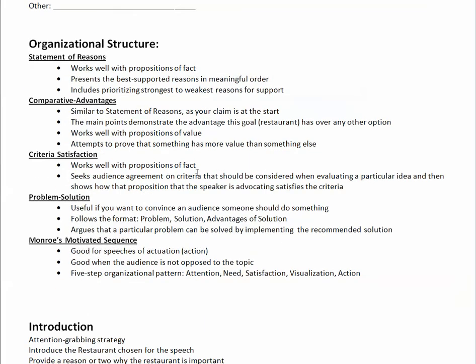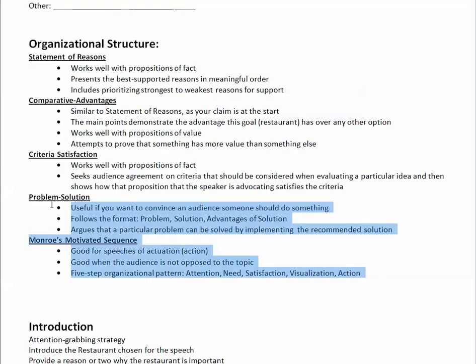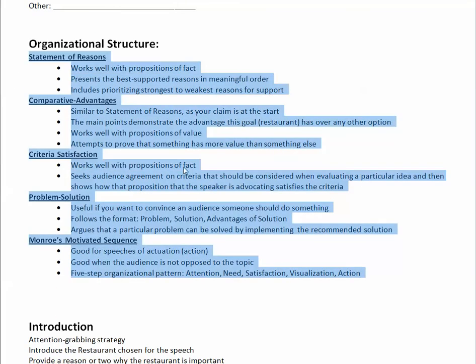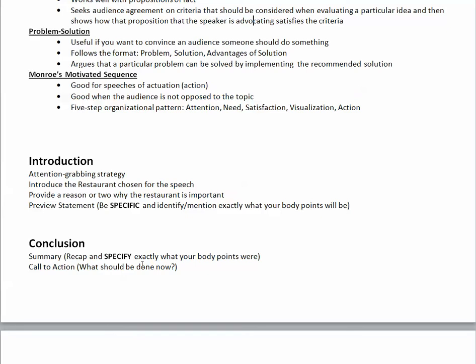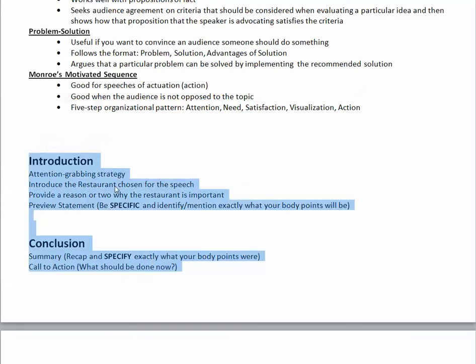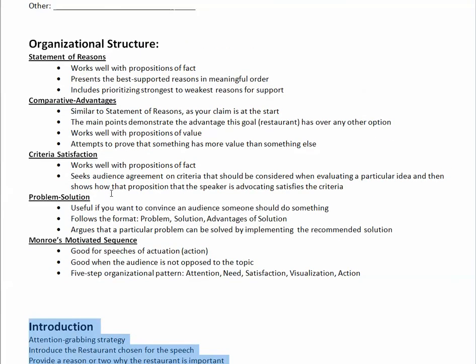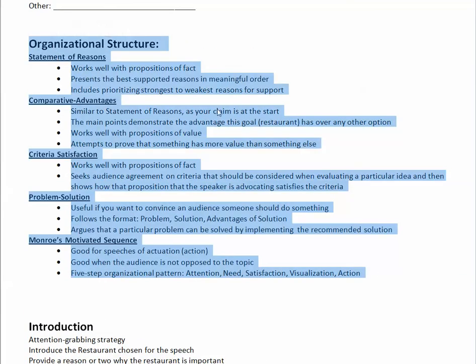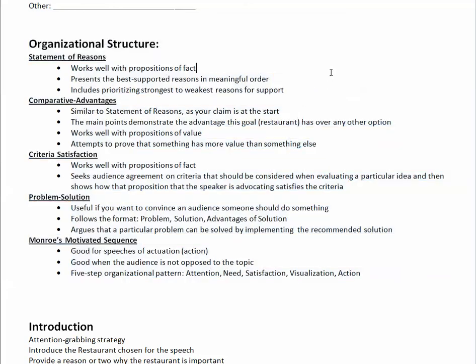Organizational structure points now. This is really the bulk of your speech, the body of your speech. Your introduction and conclusion of the speech is very similar to previous presentations, but it's the body of your speech here that this handout really focuses on. So what organizational structure are you going to use? This first one, statement of reasons, is very simple in nature.